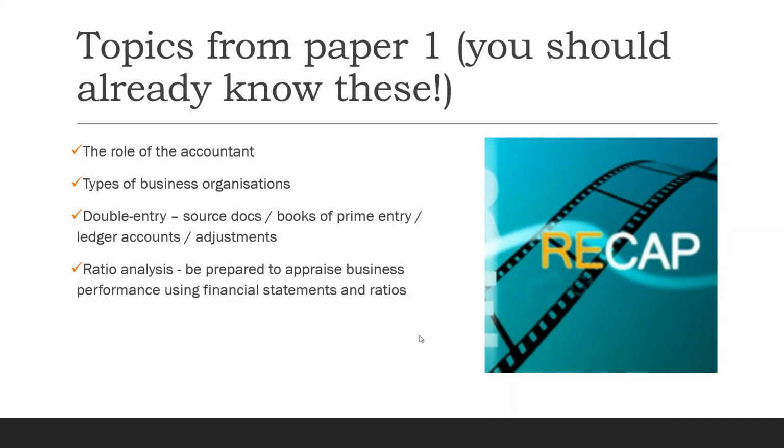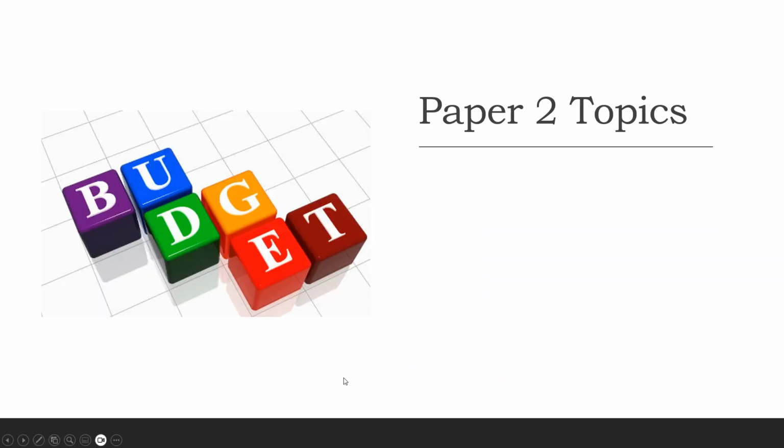Ratio analysis, so you need to be prepared to appraise business performance using financial statements and ratios. Investor ratios, things like earnings per share, dividend cover, dividend yield, all of that kind of thing, and also professional ethics. So I'm hopeful that you've got a good grasp of those. Now we can have a little look at the things that will only appear in paper 2.